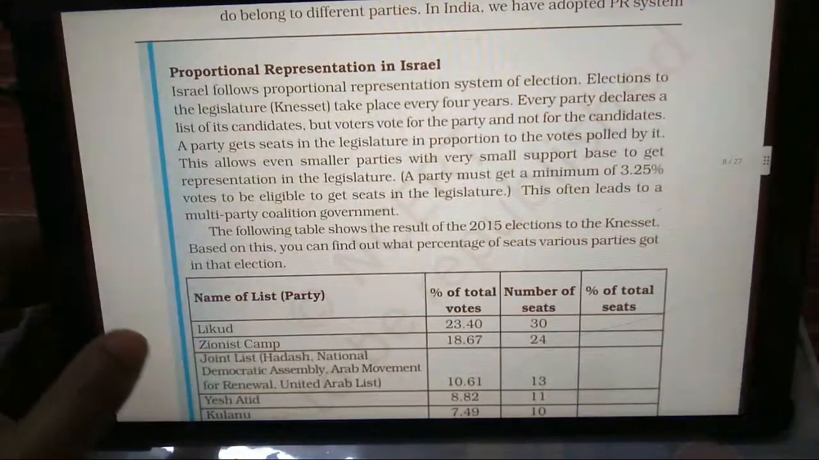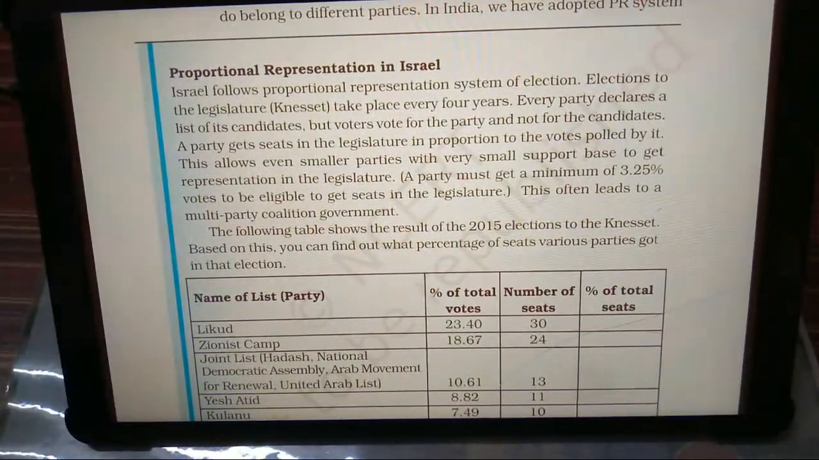Proportional representation in Israel. Israel follows the proportional representation system of elections to the legislature. Elections take place every 4 years. Every party declares a list of its candidates, but voters vote for the party and not for the candidates. A party gets seats in the legislature in proportion to the votes polled by it.